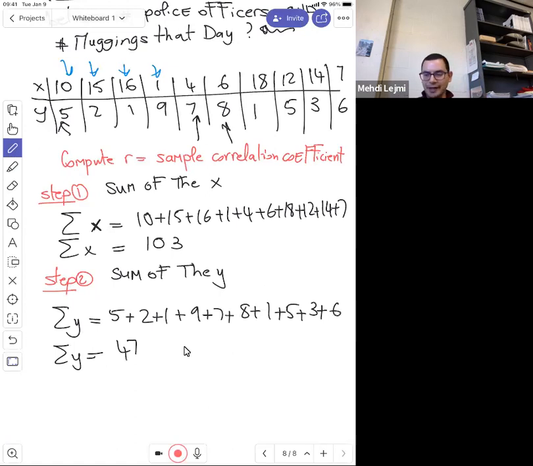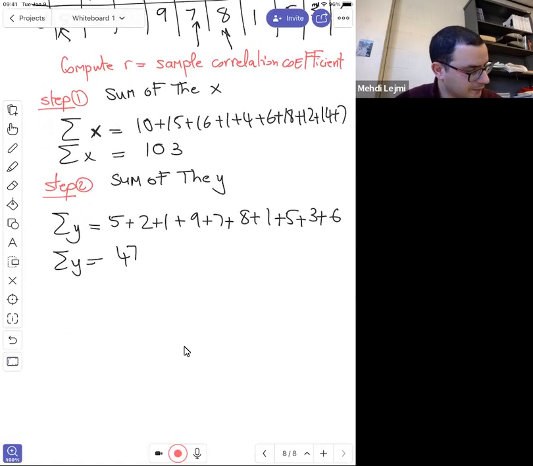So we have the sum of the x's, sum of the y's. Now we need the sum of the x squared. So step 3.